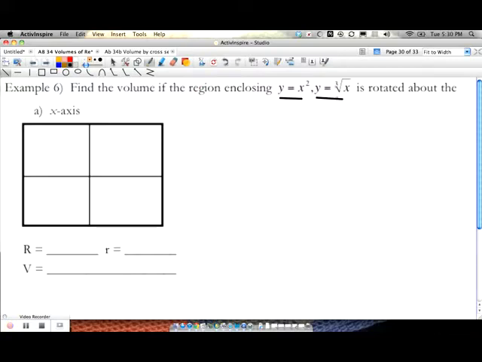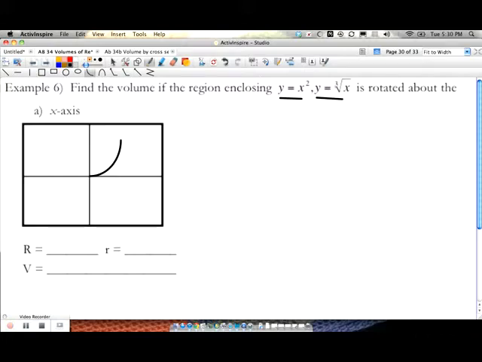These are two curves. So it's going to be a little bit different, a little bit harder to see it, but it's really not going to be that bad as long as we keep track of which one's on top or bottom, outside, inside, and so on. So let's start with the first curve, y equals x squared. That's going to be down here.